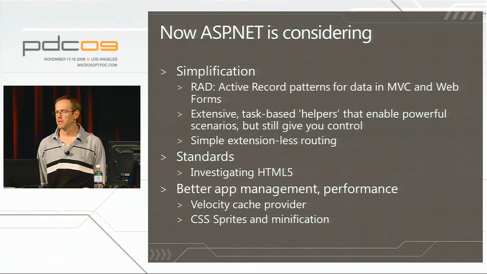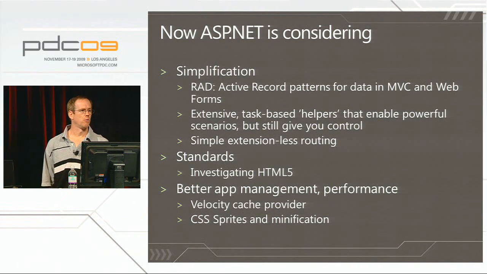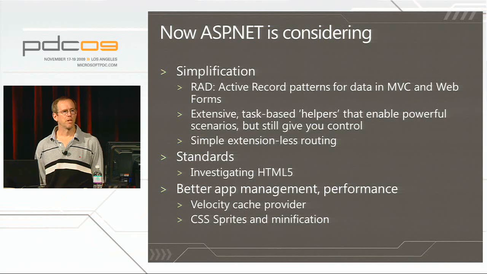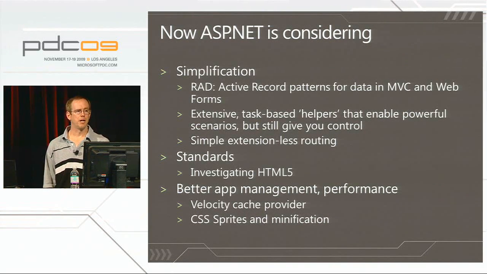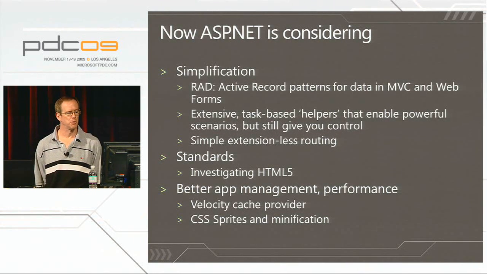And finally, focus on performance. And one of the things that we did in .NET 4 was making our cache model extensible. And so with that, you can actually drop in a caching provider for Velocity, which is great for web farm scenarios. And I'm going to do a demo of that.